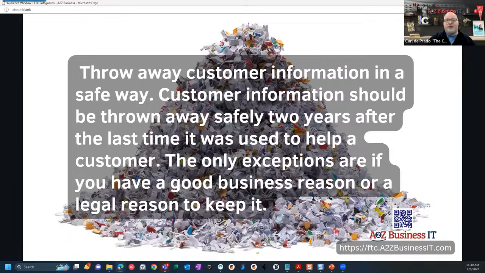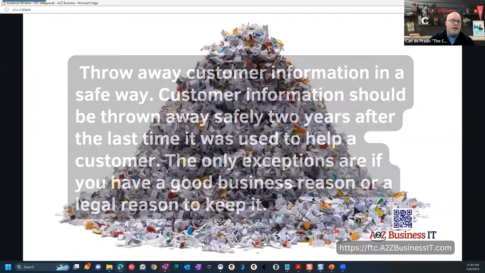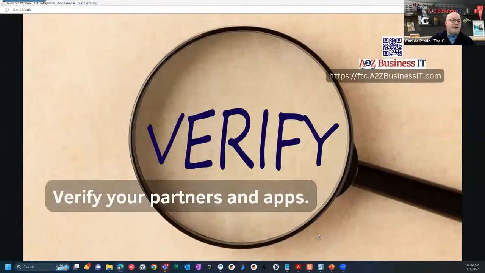It means you have to expunge the records from your system. It means you need to shred in a safe manner any papers and documents that are there at that time to make sure they're destroyed. You need to be able to audit that and demonstrate that it was done as well. Next, on top of that, you're going to need to verify your partners and your apps.